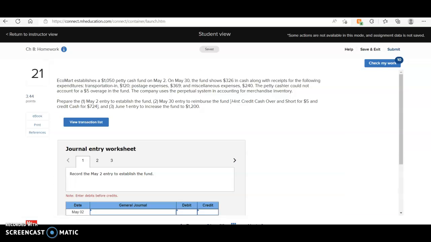When we look at number 21, this one is also more practice with petty cash fund. So again, we've done these. It is having you look at cash over and short because there's a difference between the amount that we started with and the amount that we ended with. And the receipts don't add up to the total. It tells us that there's a $5 overage. So you're going to use that cash over and short account for that $5 overage. So it's giving you some of the hint of what to do. So that's another one that's good for practice.